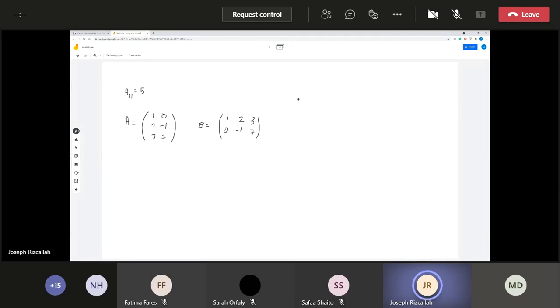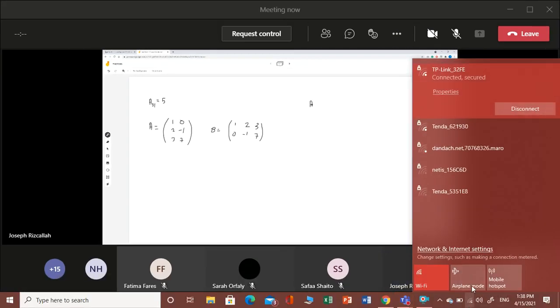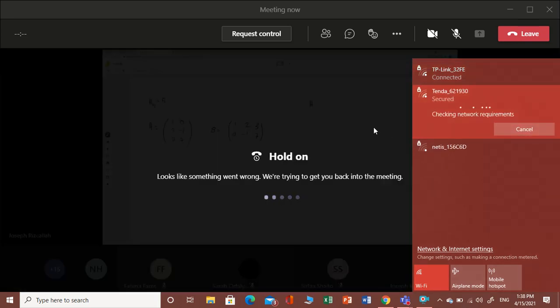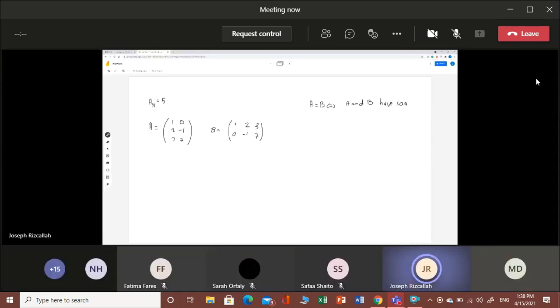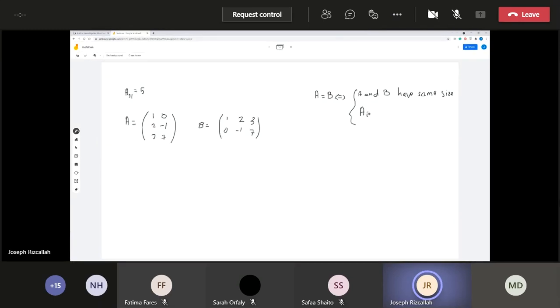Okay, and remember, in that case, we say that matrix A is equal to matrix B if they have the same size, and so this is the first condition, and the second condition is this: A_ij, which is the entry number ij.